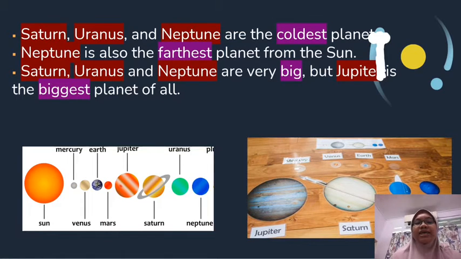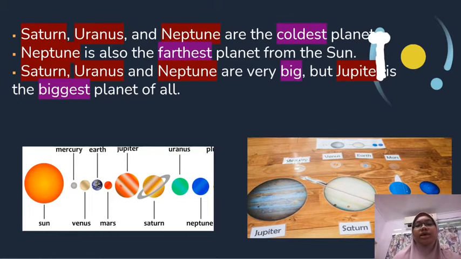Okay, next part. Here is an example of the lesson that I took from the slideshow. For this slide, the student will learn to read. "Saturn, Uranus, and Neptune are the coldest planets." From just one slide, the student will learn to read, to speak, and also will learn about the grammatical aspect.